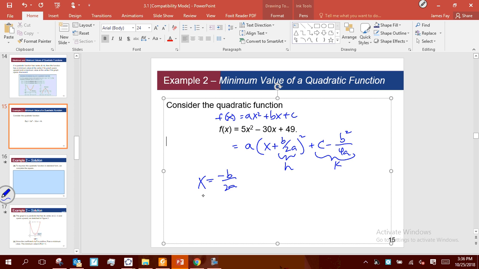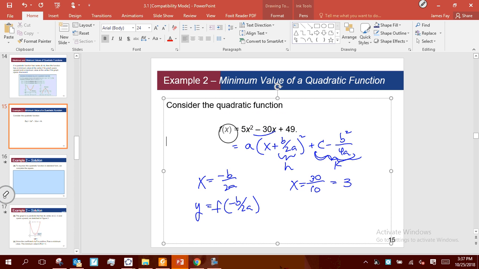And then to find the y coordinate of the vertex, I can just take my function f of x and evaluate it at opposite of b over 2a. That will get me what we call here this k, which is the same thing as 49 minus 900 over 20, which is just plugging those things into that expression. But doing this, we see that x is equal to opposite of b. So b was -30, so opposite would be 30 over 2a, so 10. So the coordinate for the vertex for x would be 3.